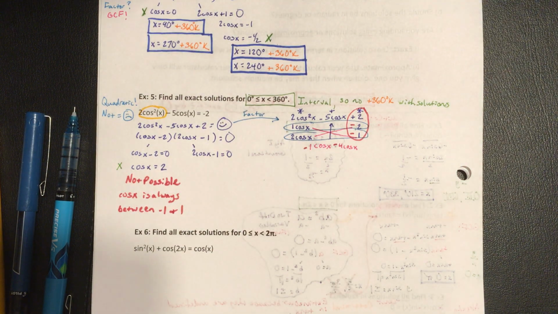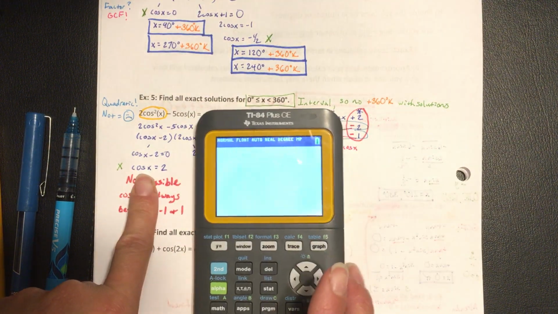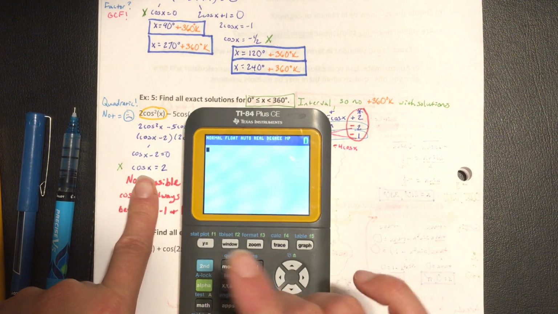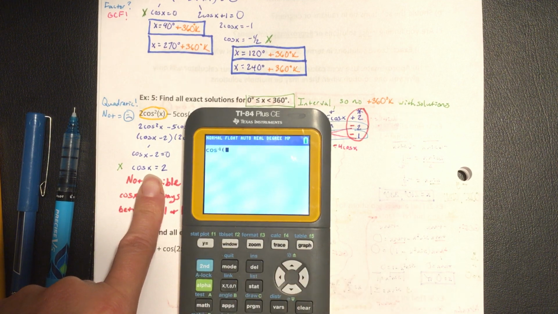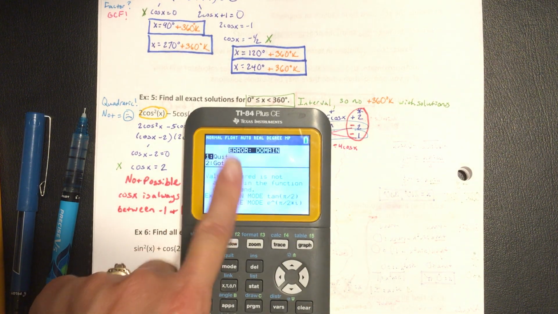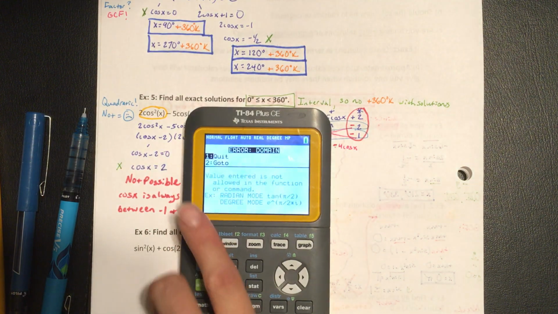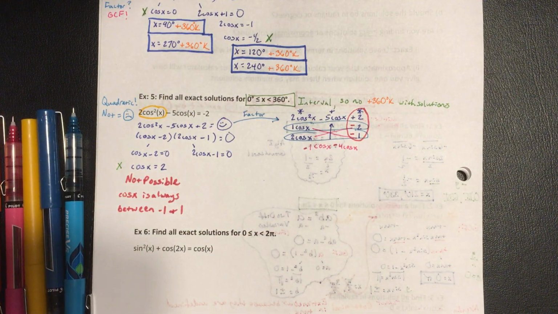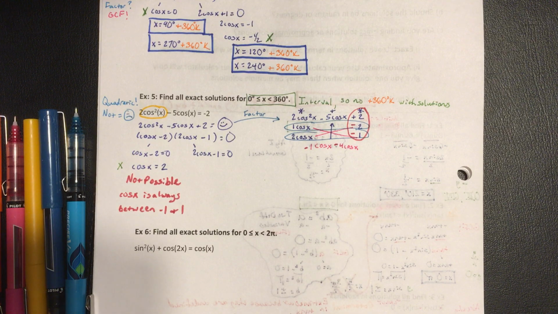Now, another way you could have figured out that this was not possible is you could have tried to use your calculator to solve for x. To isolate this x, we would do inverse cosine of both sides. So if I do inverse cosine of 2, your calculator gives you a domain error. So this is not possible. It's not that it's extraneous or that it gives me something undefined. It just isn't solvable. And it's not even that we get something imaginary. It just can't be solved.